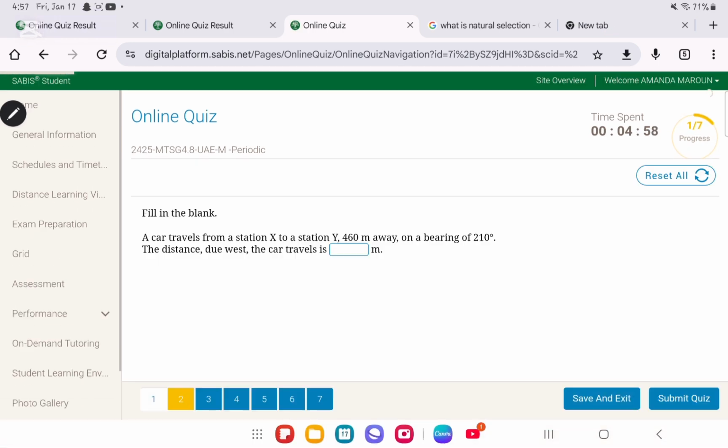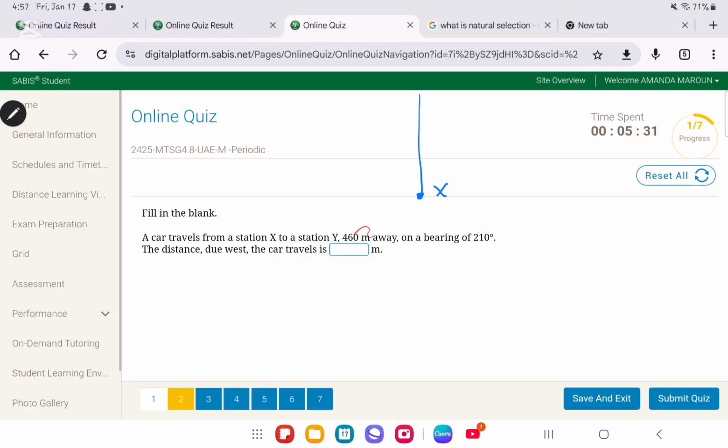Moving on to question number 2. A car travels from a station X to a station Y 460 meters away on a bearing of 210 degrees. Okay, they told us a car travels from a station X, which is the original station. We are going to say this over here is station X.